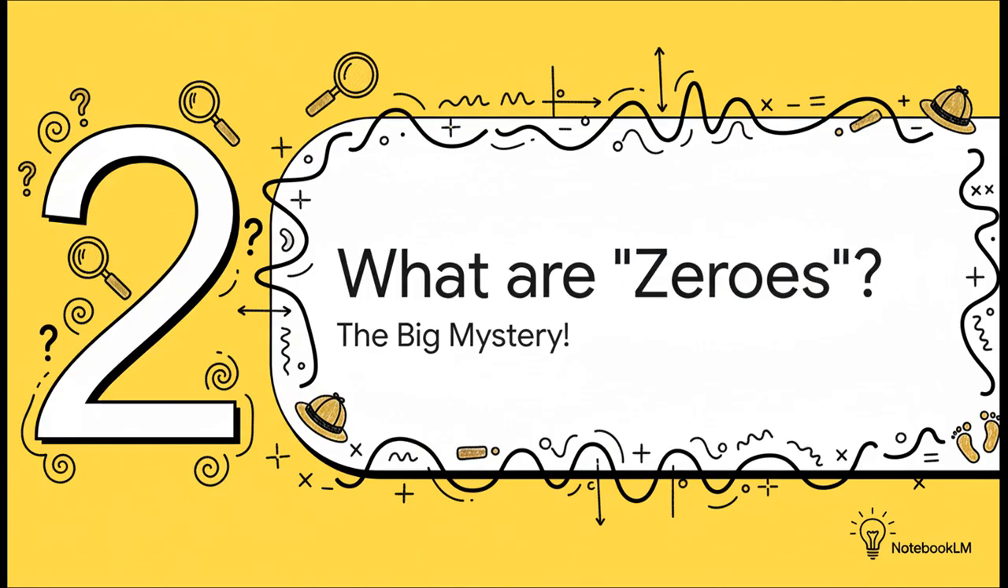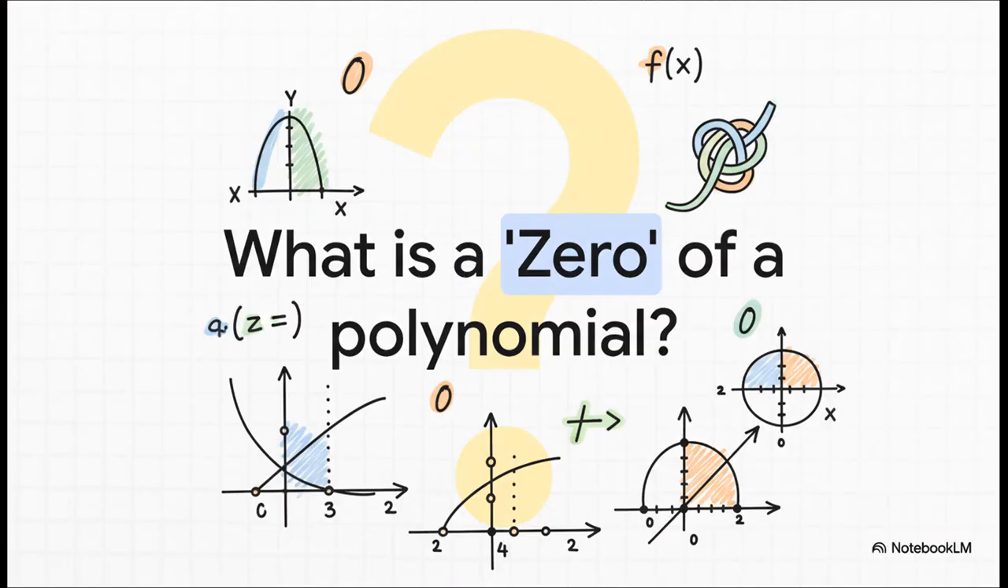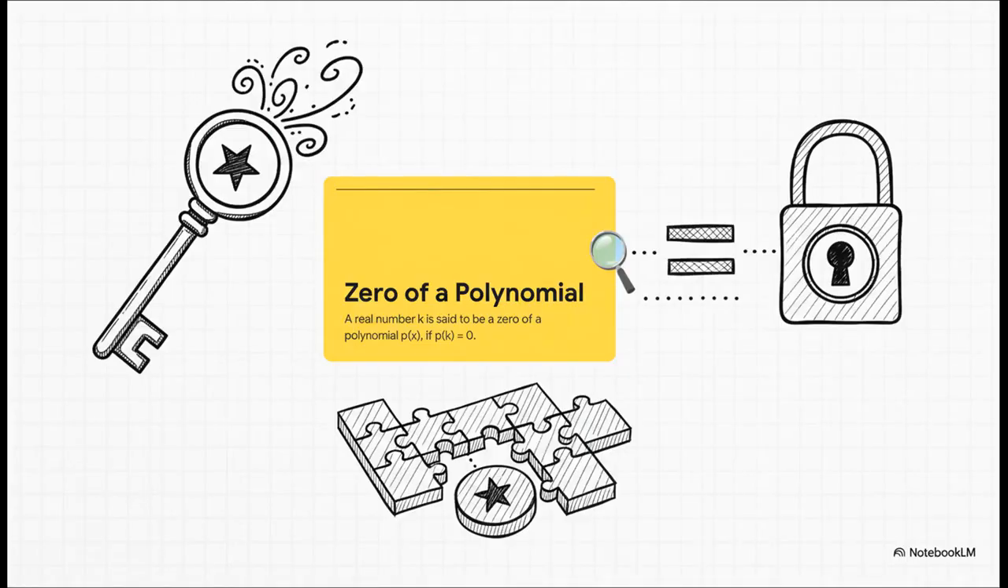Okay, now for the main event, the big mystery of this chapter. Zeros. Everyone keeps talking about them, so what are they, really? Let's put on our detective hats and uncover this secret. Now, I know the word zero sounds complicated, Beta, but trust me, the idea behind it is actually very, very simple. Once you understand this one concept, the entire chapter just clicks into place. Okay, so here it is. A zero is just a special number, let's call it k, that when you put it in place of x in your polynomial, the whole thing becomes zero. Poof, just like that. It's the magic key that makes the entire expression equal to zero.